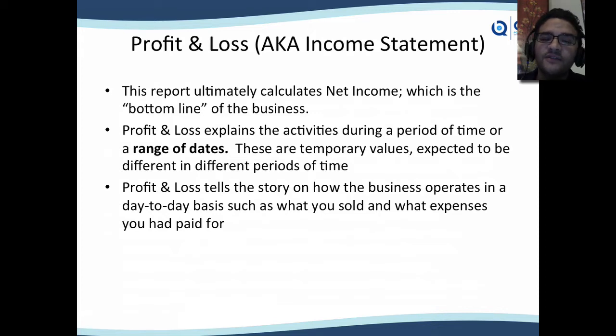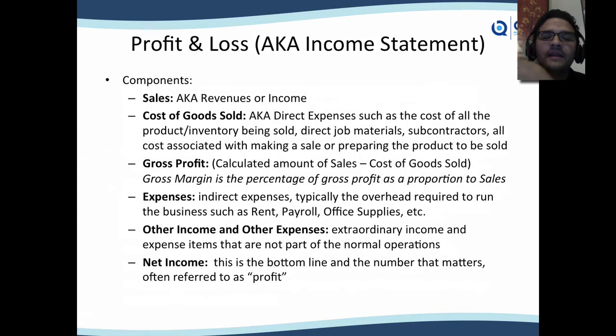Now, the profit and loss tells the story of how the business operates on a day-to-day basis, such as what you sold and what expenses you had to pay for. Now, what are the components of the profit and loss? So let me switch over to QuickBooks real quick.